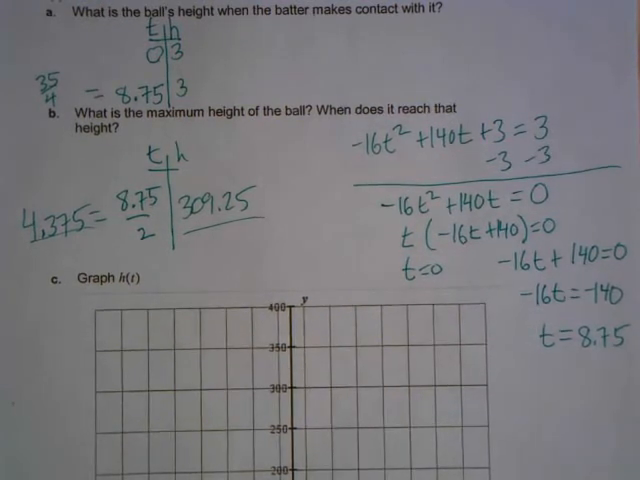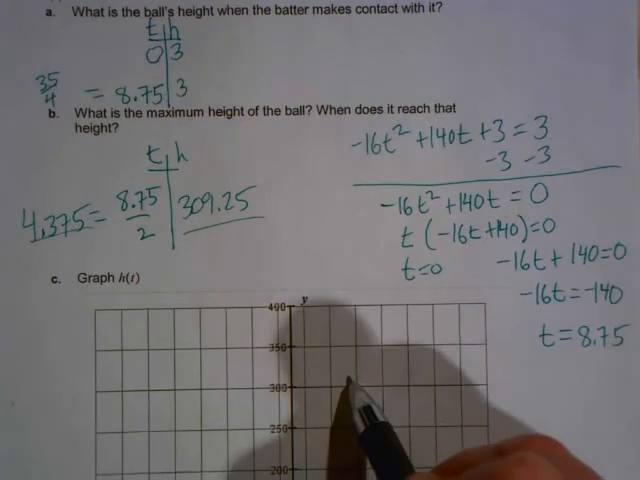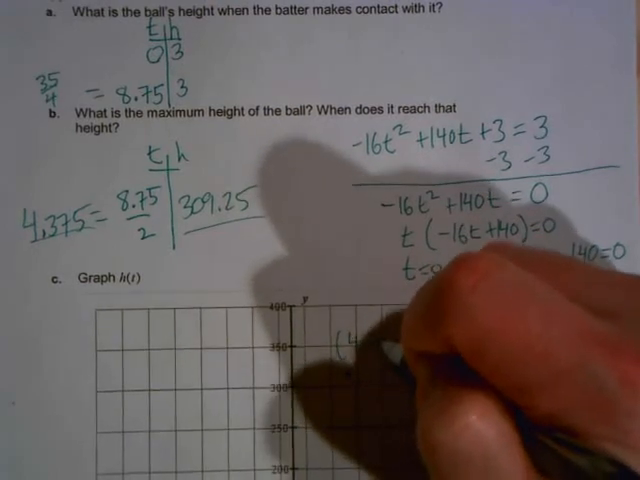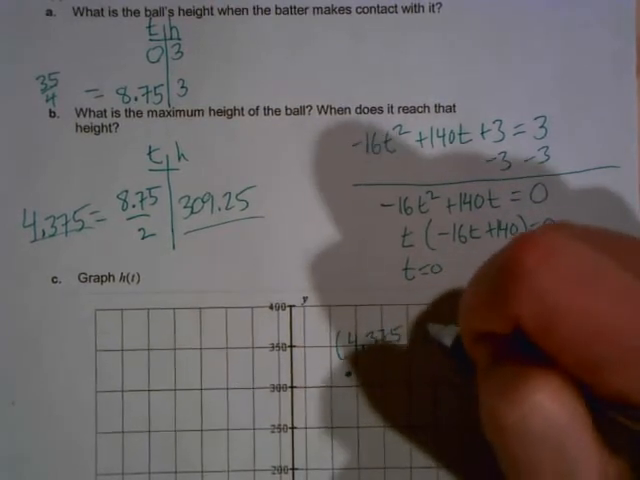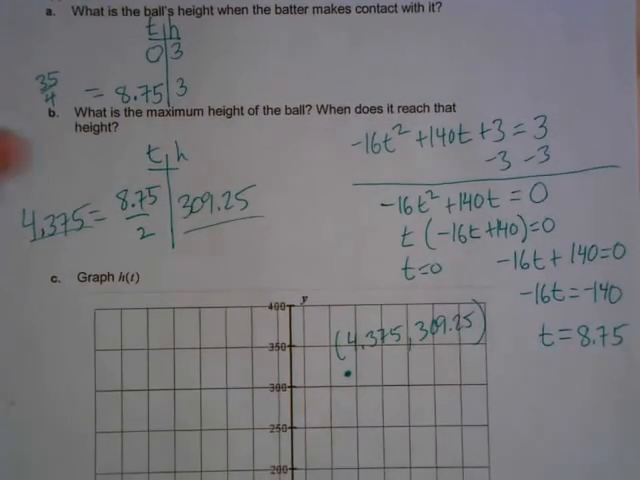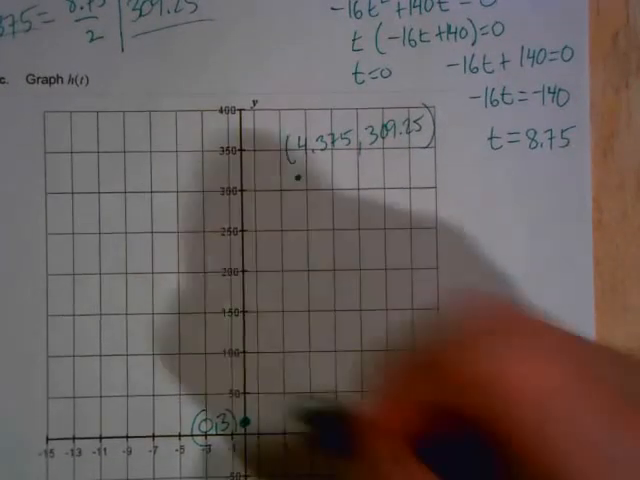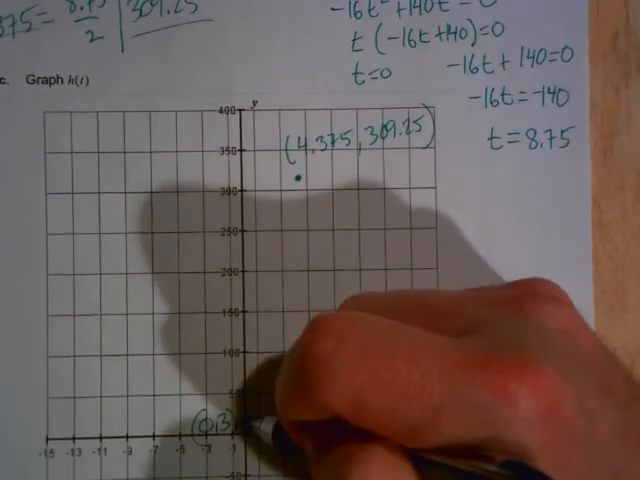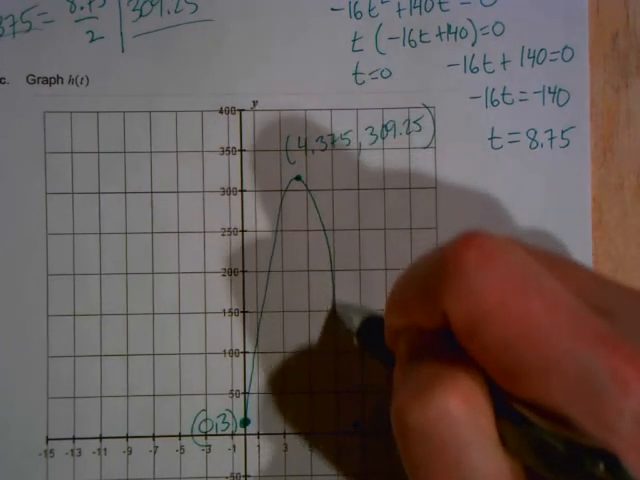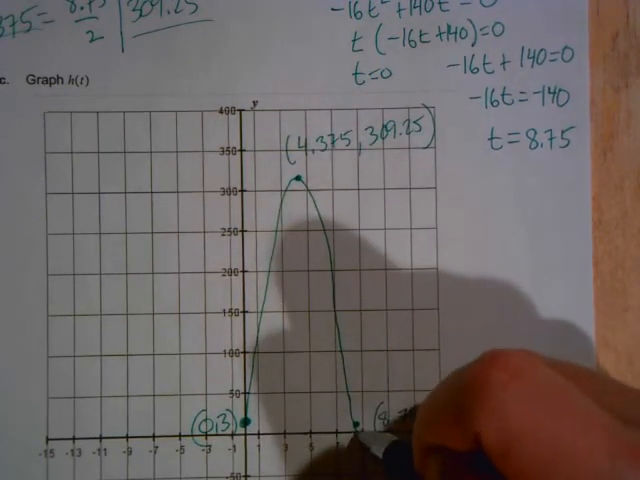So to finish my graph, I mark my vertex 4.375, just a little bit more than 4, 309, a little bit more than 300, right about there. So I'm going to mark my vertex 4.375, comma 309.25. To finish off my graph, I would start here. Graph comes up, goes back down, and I would stop right there.